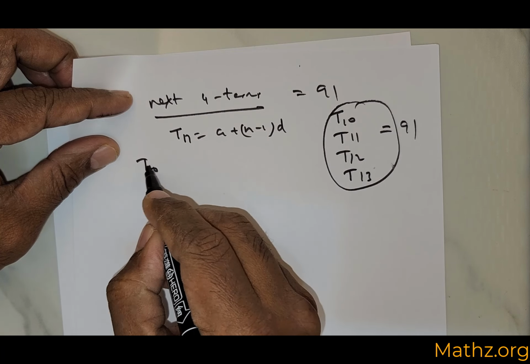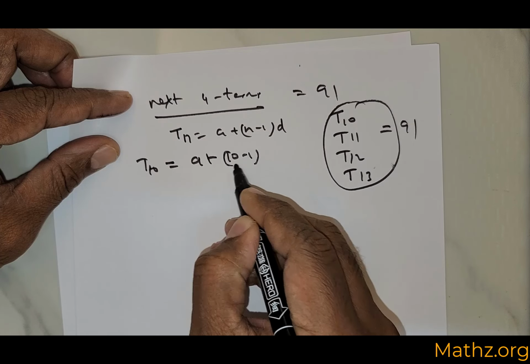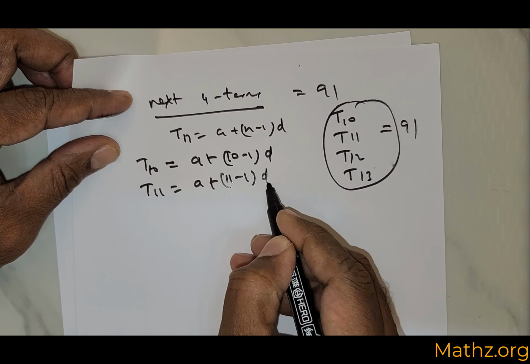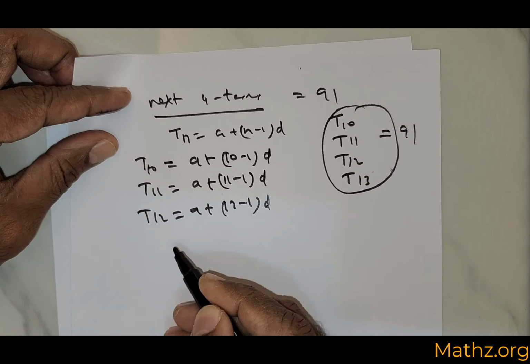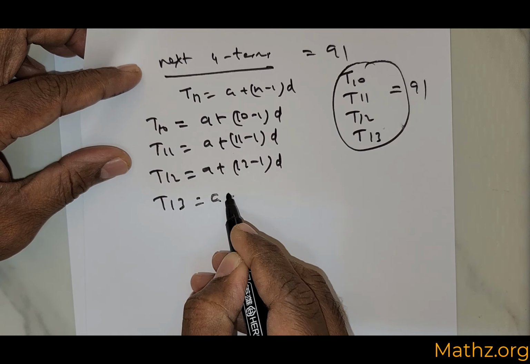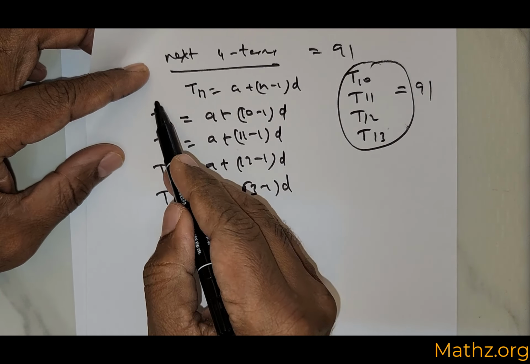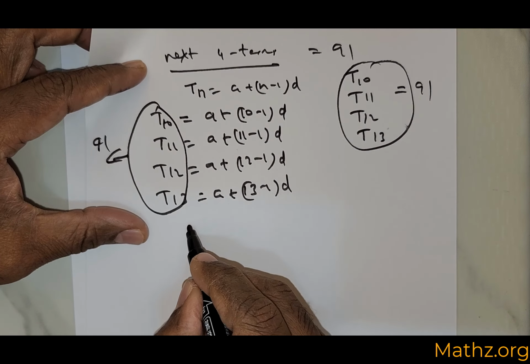So I'm going to rewrite that. T10 is equal to a plus (10 minus 1) into d, T11 is equal to a plus (11 minus 1) into d, T12 is equal to a plus (12 minus 1) into d, T13 is equal to a plus (13 minus 1) into d, right? Now all of this summed up to give me 91. So let me do that.